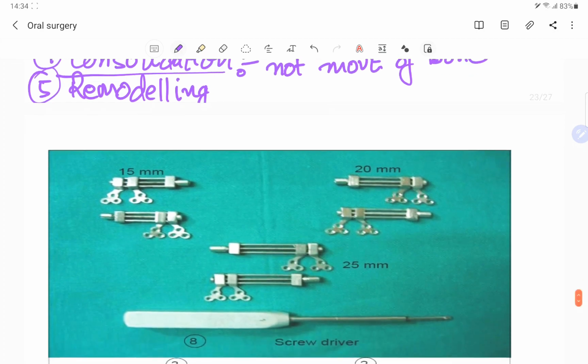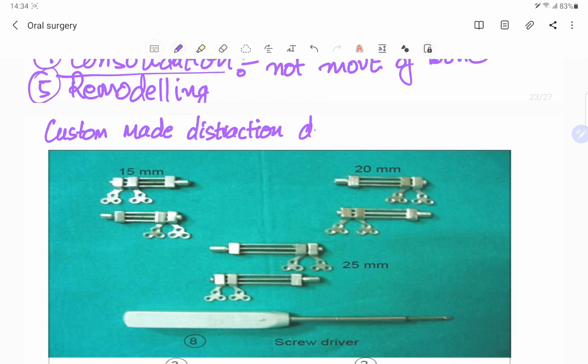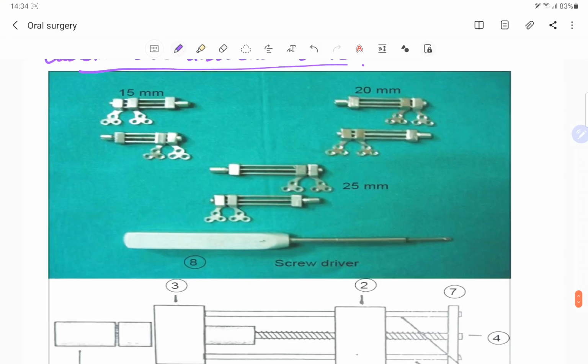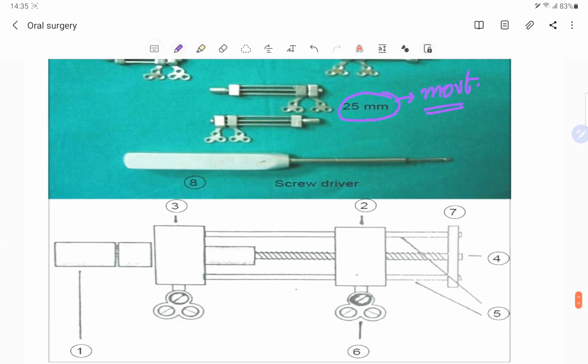Now I am going to show you a custom made distraction device, how it looks, what are the components. See, if you want to increase the length up to 15 millimeters, then we use this 15 millimeter device. If you want to use 20 millimeters, then we use the 20 millimeter device. If you want to lengthen the bone up to 25 millimeters, then we use this device. So basically, this is the movement this device does. Now there is a screwdriver so that we can open up, we can do the movement of these bony fragments.